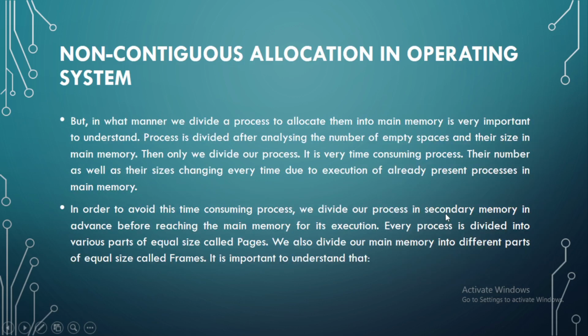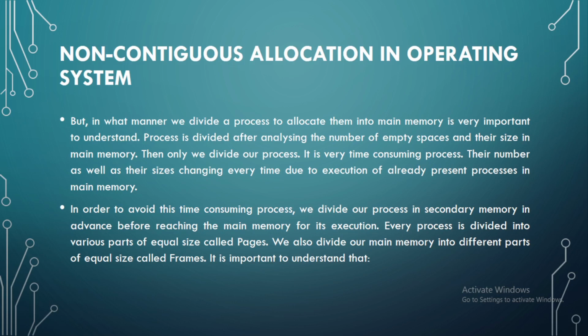But in what manner we divide a process to allocate it into main memory is very important to understand. The process is divided after analyzing the number of empty spaces and their size in main memory. Then only we divide our process. It is a very time consuming process, as their number as well as their size changes every time due to execution of already present processes in main memory. In order to avoid this time consuming process, we divide our process in secondary memory in advance, before reaching the main memory for its execution.